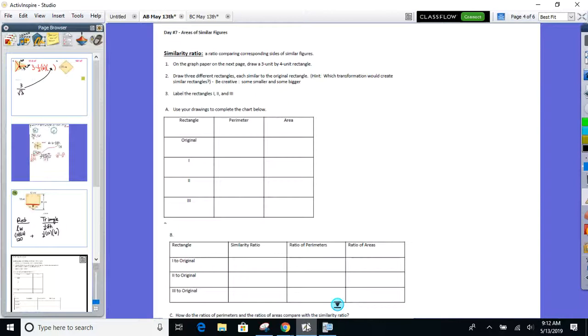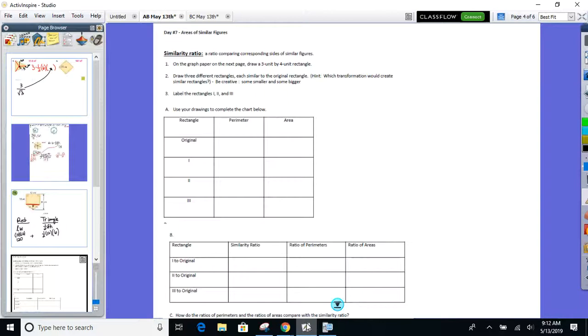Similarity unit. Last thing is you're going to notice here when we do our first activity that if two figures are similar, there's a relationship between their perimeters and areas. All right. So what I want you to do right now, everyone turn to the second page of your notes. Everyone see the huge sheet of graph paper I've given you there.